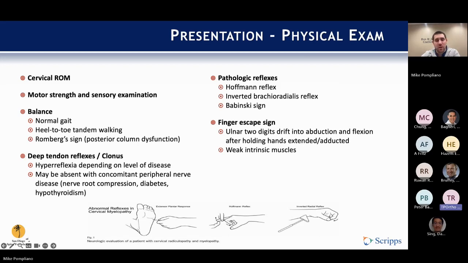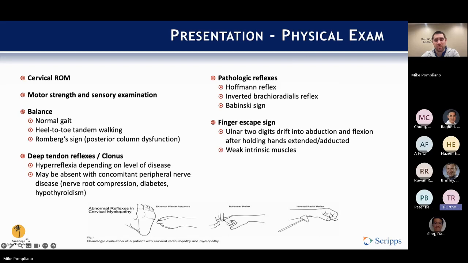For balance, it's always important to watch them walk, but also heel-to-toe tandem walking, which can typically be a little declined in elderly patients, but you should be able to complete it in some aspect. And then you can add a Romberg sign or Romberg's test, which is standing with your arms out straight in order to look for posterior column dysfunction.